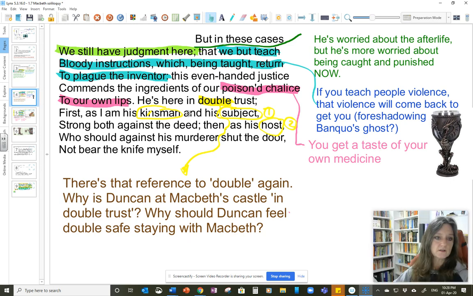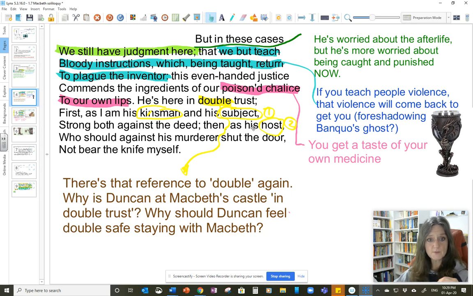Right, so it says first I'm his kinsman and his subject. So kinsman means it's the old cousin again, isn't it? They're related by blood. So if you're related to someone by blood, you certainly ought to be able to trust them with your life. And then still number 1, according to Macbeth, I'm his subject. So he's my king, and I'm the person who kind of looks up to him. He's in charge of me.